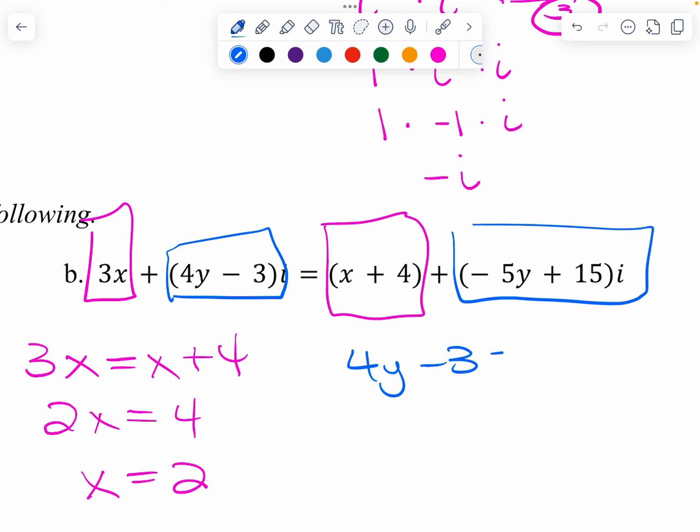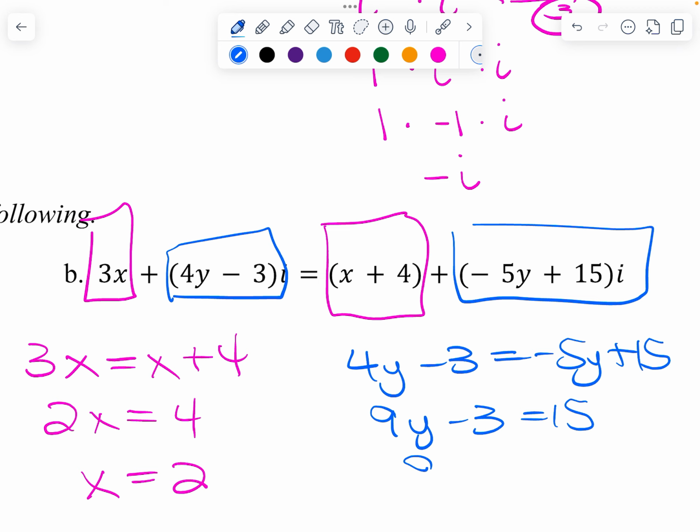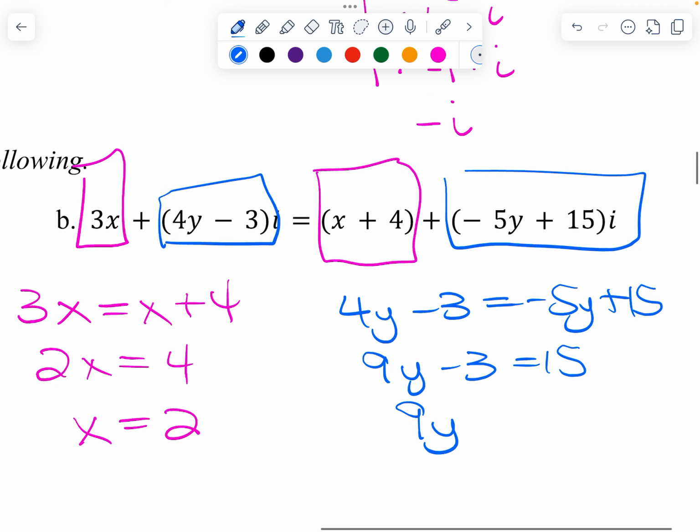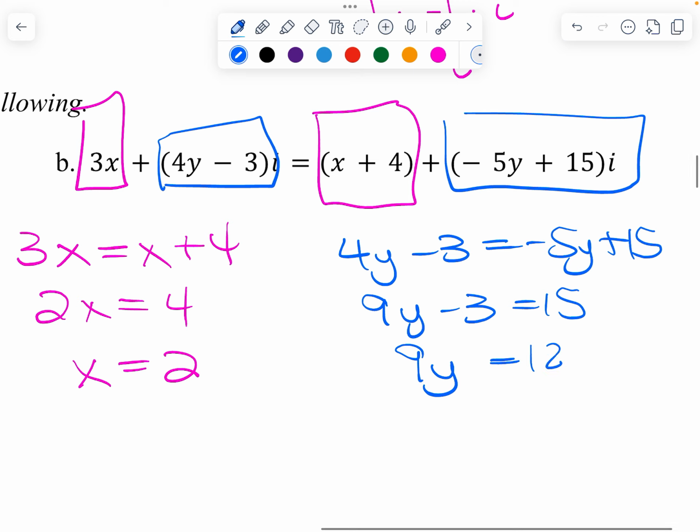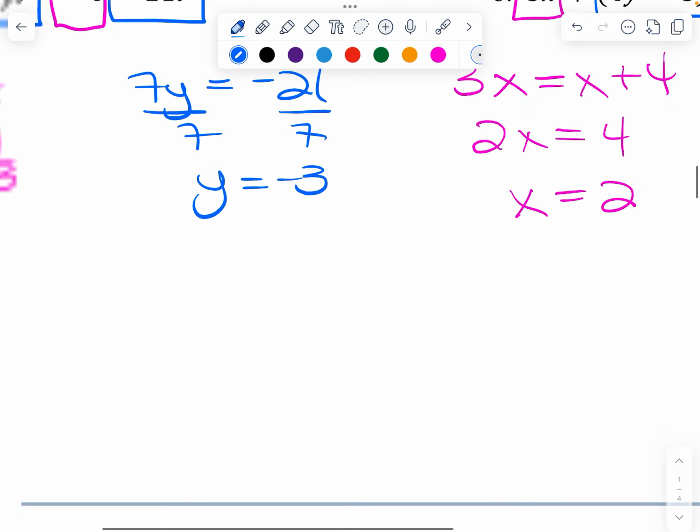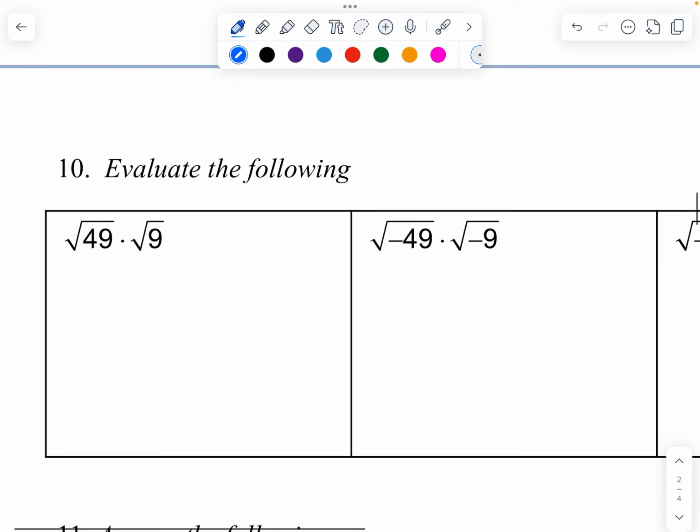Then I take my imaginary and I set it equal to each other. 4y minus 3 equals negative 5y plus 15. Add 5y, I get 9y minus 3 equals 15. Add 3 to both sides, and I get 18. Divide by 9, and I get 2. Down here, evaluate it. Well, the square root of 49 is 7. The square root of 9 is 3. So my answer is 21.